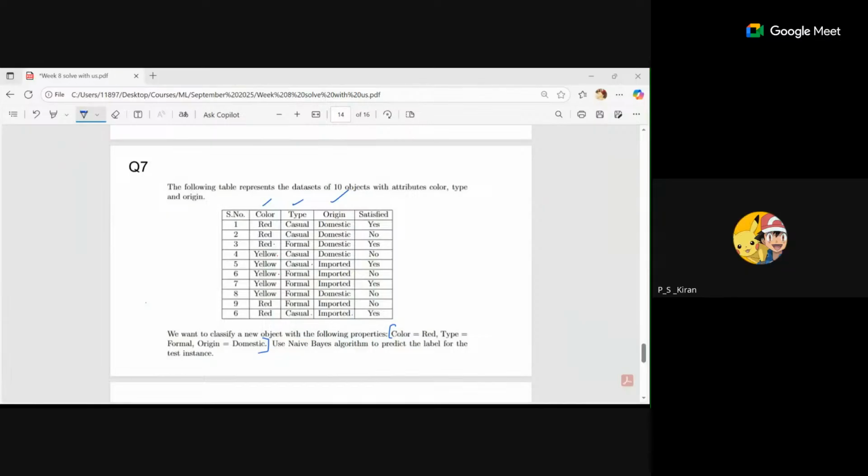Ma'am, how do you get 6 after 9? Oh, I think that is a duplicate, is it? Wait, red casual imported. No, it's 10. Typo.